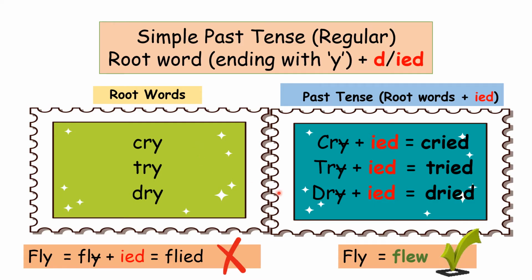But remember, this does not apply to all verbs ending in Y. For example, the word fly. You cannot take away the letter Y from fly and change it into IED. Okay, because the word fly, when changed into past tense, doesn't become flied, but it becomes the word flew.